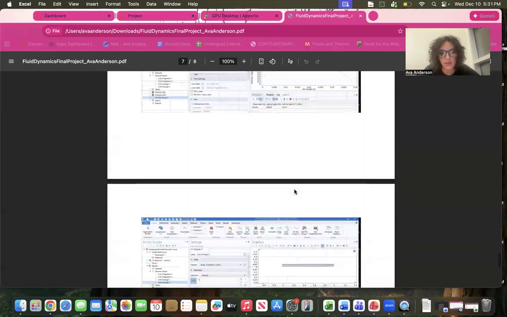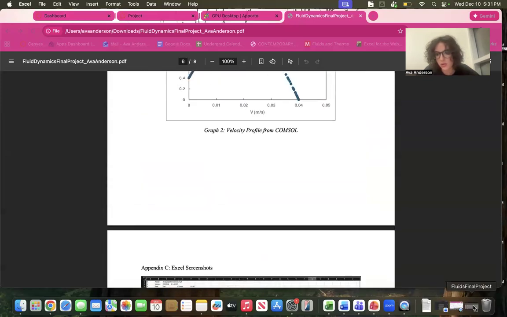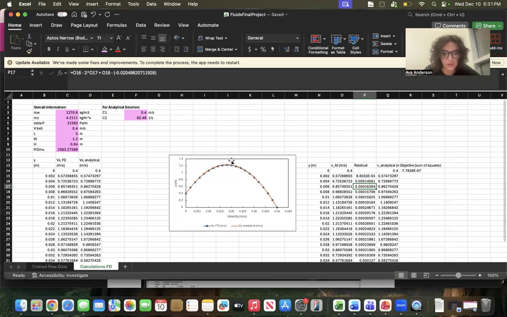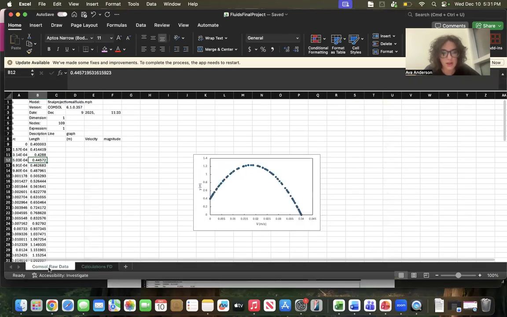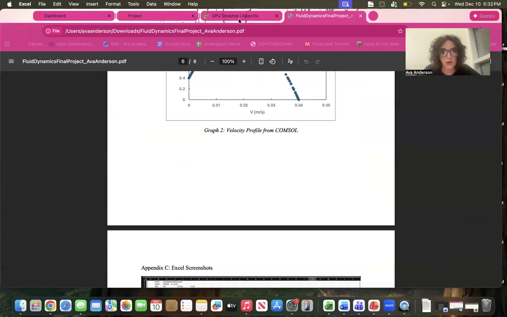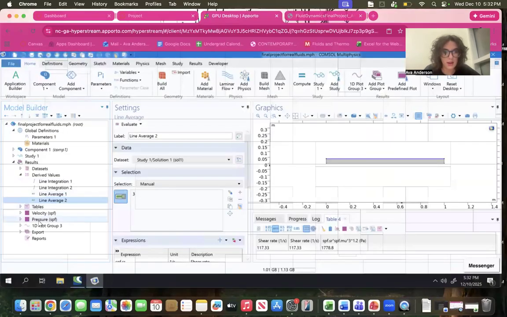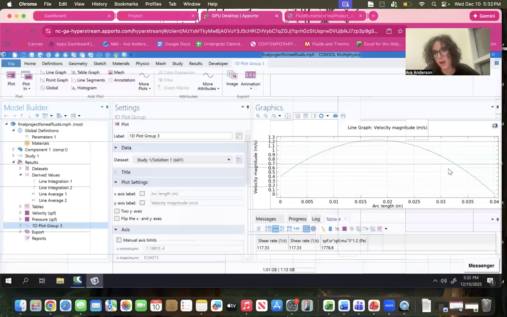These are the graphs, and I have some screenshots, but I can just show you what I did in the Excel. But this is, once again, the Excel document. That's the graph I have for the finite differencing and analytical solutions. This is the COMSOL one that I have. I just exported the data from COMSOL itself and made a graph in Excel. But to show you COMSOL, I have the exact same graph in COMSOL.